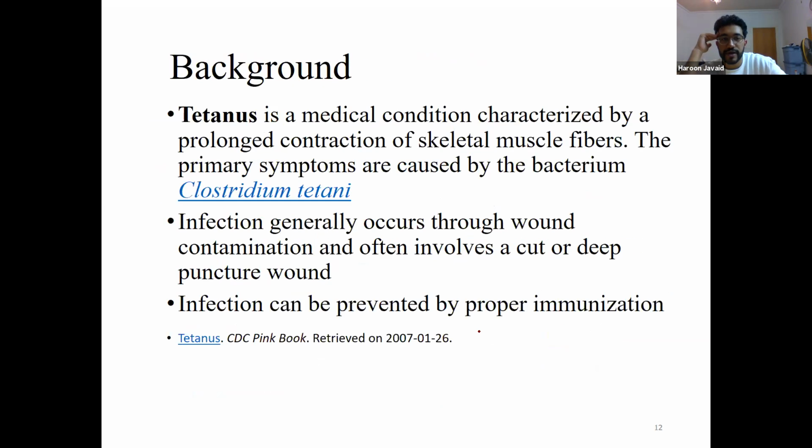So this is what they do. Tetanus is a condition which causes contraction of skeletal muscles. It's caused by this bacteria. Just memorize the name of this bacteria because sometimes they bring this stupid MCQ which has nothing to do with biostat, but it's there in the slides.